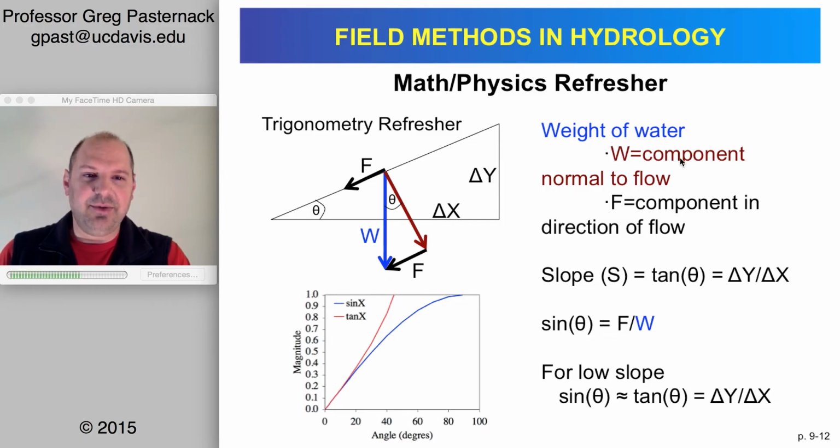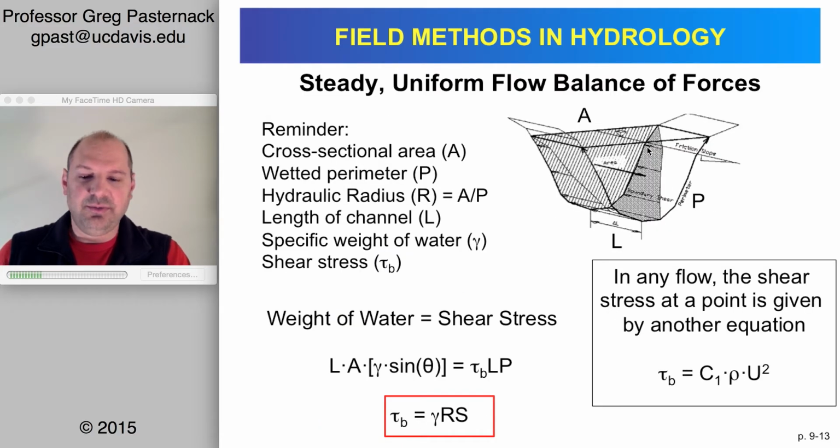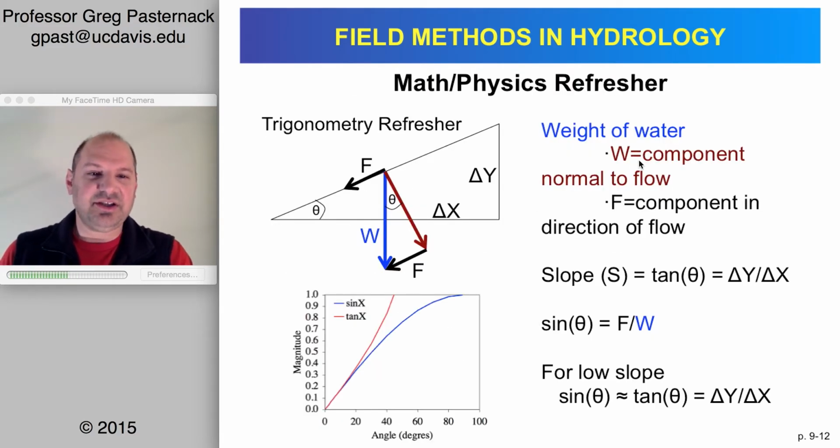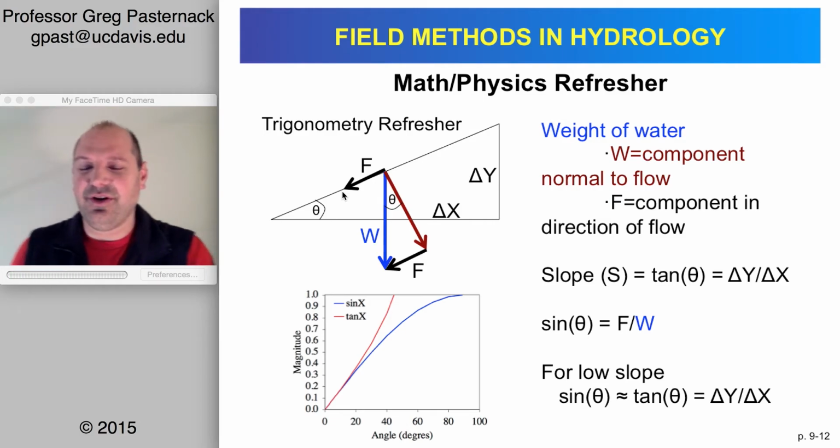I have a little bit of a notation problem here. This should not say W equals normal to flow, because W is straight down in blue. What this should just say is that there is a component normal to the flow. Let's call it N. Sorry for that typo. We're not so interested in the component that's normal to flow. We're totally interested in the flow that's moving down the river.